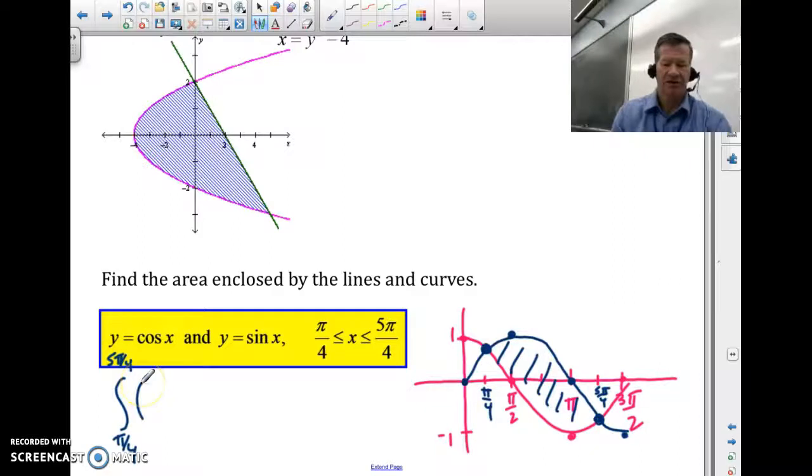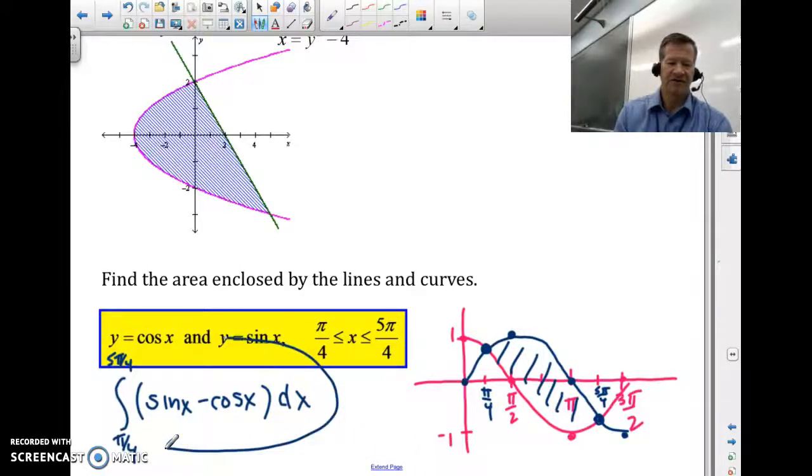And now it's just a matter of figuring out what's the upper boundary of that region and what's the lower boundary. Well, my blue graph is my sine graph. That's my upper boundary on this interval. So I'm going to take sine x minus cosine x. And again, a simple antiderivative, substituting in the limits, we would get the answer for that particular integral. Okay?